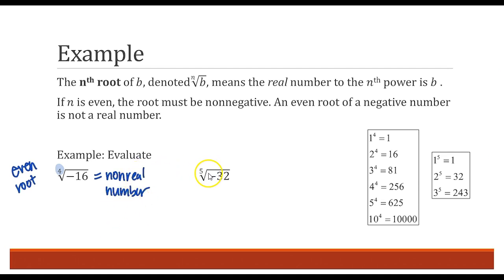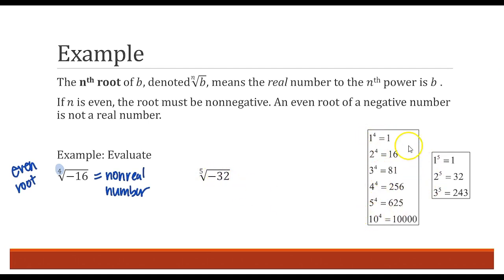So we move on and we look at the next example, the fifth root of negative 32. So we can have a negative as the radicand because 5 is an odd root. So in an odd root, like the cube root with the 3 here that we looked at earlier, we were allowed to have a negative underneath. But now it's a matter of, we're thinking, what number raised to the 5th power gives me 32?